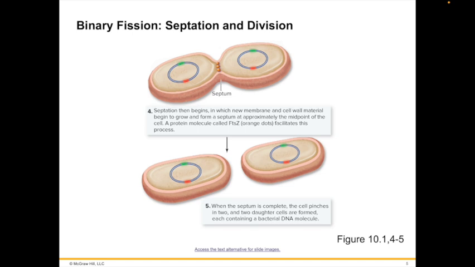The cell's other components are partitioned by the growth of the new membrane and the production of the septum, as you are now seeing in front of you, right above number 4. And this process, termed septation, usually occurs at the midpoint of the cell.